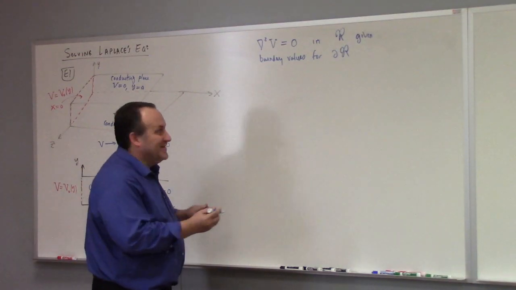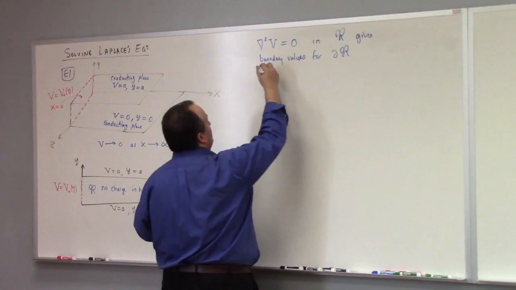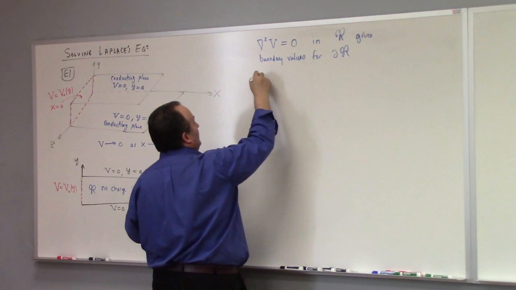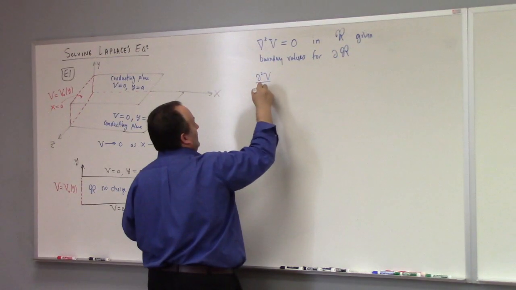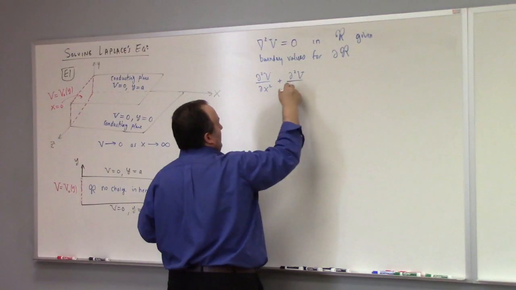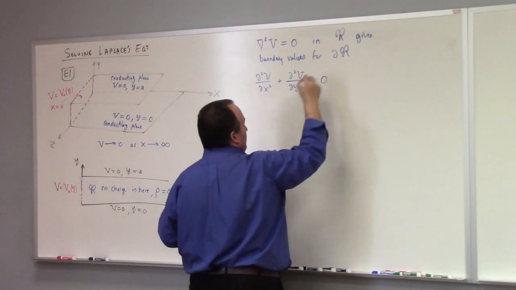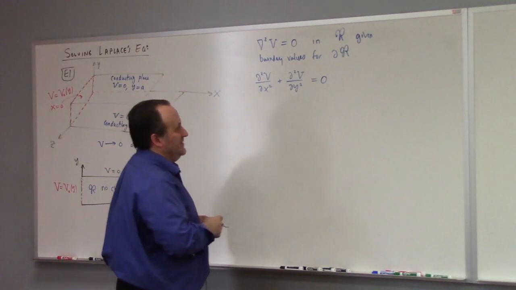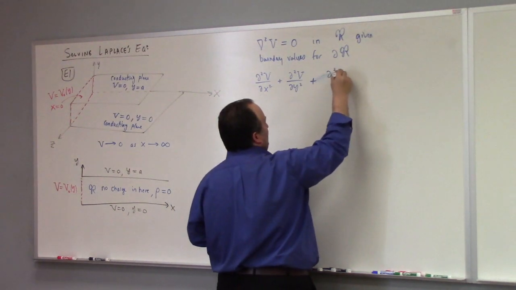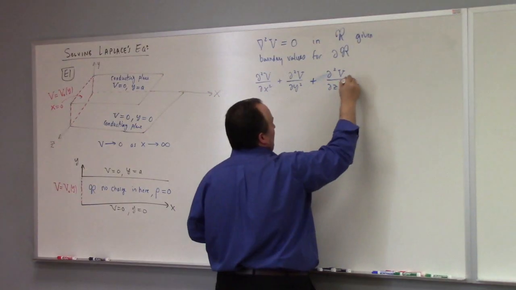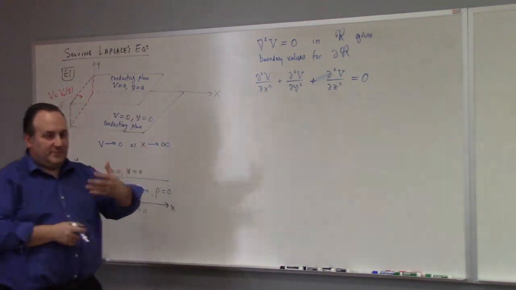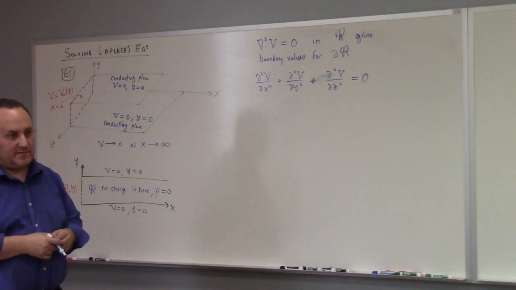So here we go. What we're up against is partial squared v partial x squared plus partial squared v partial y squared equals 0. And, okay, fine, to be fussy, plus partial squared v partial z squared is equal to 0. I mean, it's a three-dimensional problem. That's what we have at the outset.